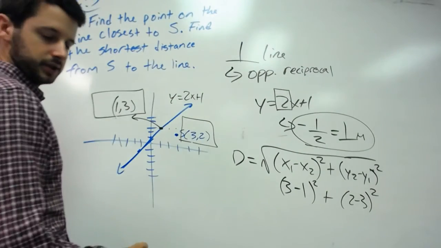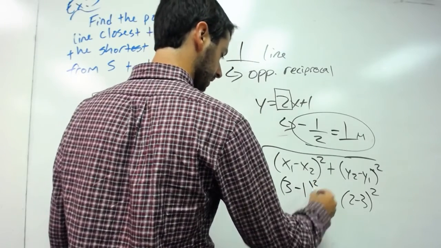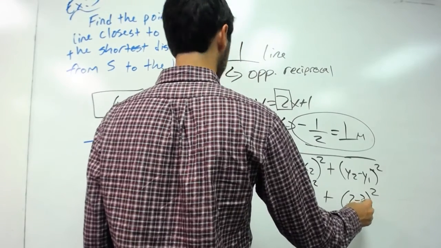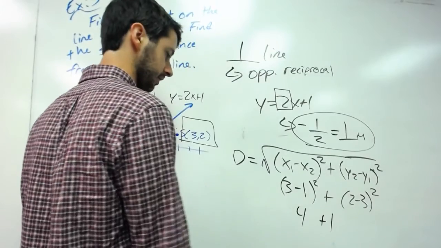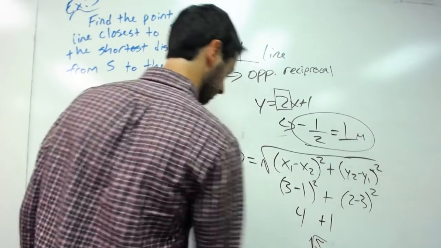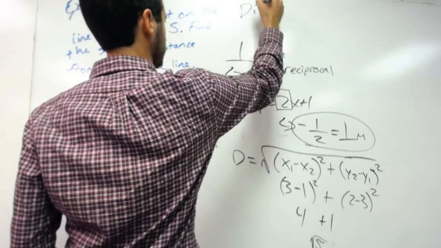Then we continue to solve. 3 minus 1 is 2. 2 squared is 4. 2 minus 3 is negative 1. Negative 1 squared is positive 1. So you get 5, but it's square rooted. So square root of 5 is your distance.